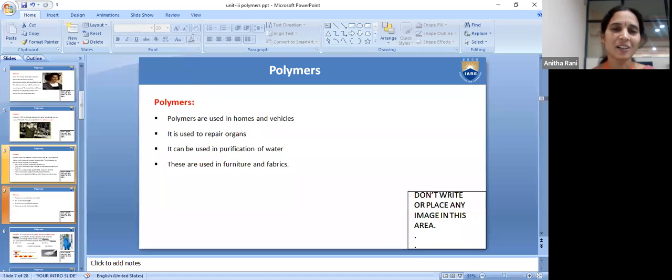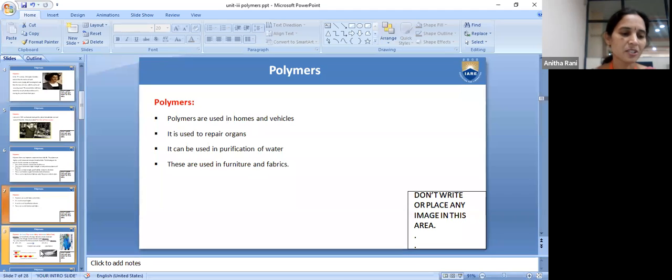Okay, listen now. Polymers are used in homes, as I already told you, and vehicles also. They are used to repair organs, which means the medical field also. They can be used in purification of water. They are used for furniture and fabrics. So many uses are there, but I gave only a few.